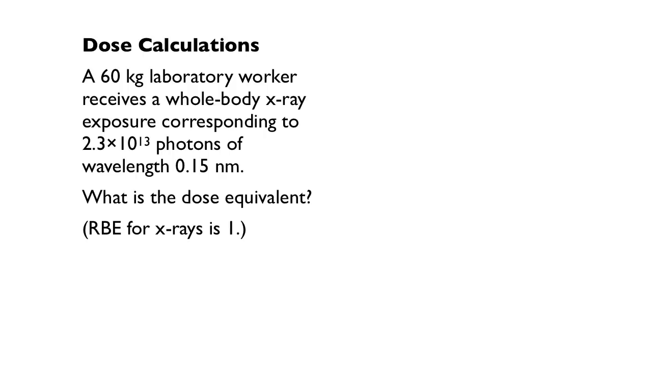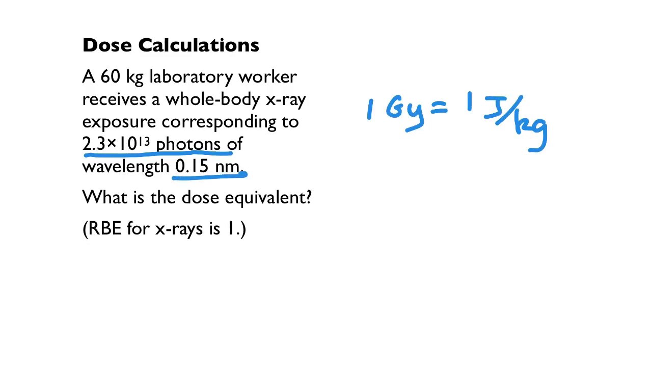Okay, so 1 gray is 1 joule per kilogram. And we're going to start by computing a dose in grays. Well, I have this many photons of this wavelength. If I have the wavelength of the photons, I can calculate the energy of the photon. And I know how many photons I have, and so I can calculate the total energy of the dose.